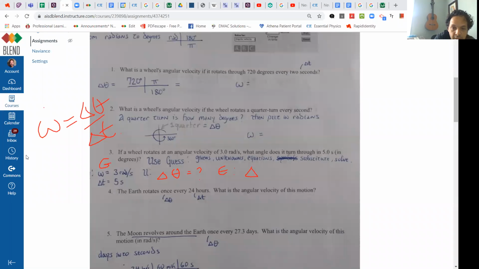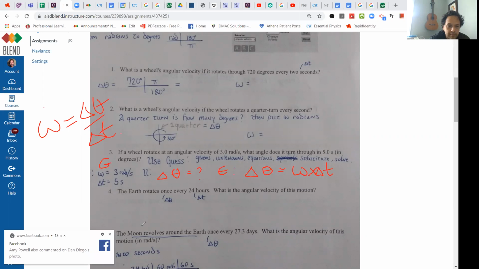So delta angle is equal to angular velocity times the time. So just multiply those two. This is the formula you're going to use: the change in angle is equal to the angular velocity times the change in time. Change in time is just 5 seconds. So it's just multiplication. Remember, again, once you substitute and get your answer, put your answer in a box.